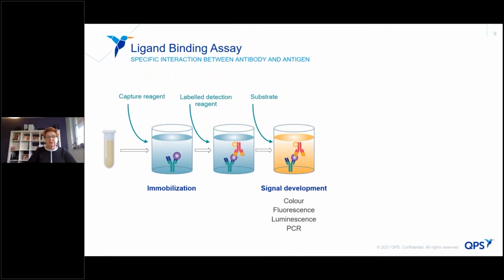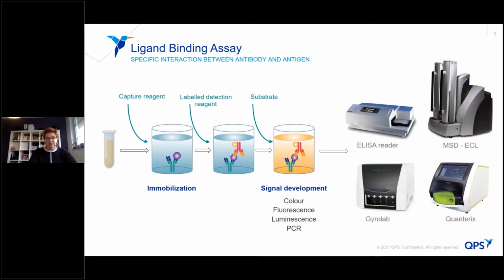Then a suitable labeled detection reagent, which can either be a labeled drug or a conjugate that is specific for the antibody of the intended species, is added. And then a suitable substrate is added that can cause a colorimetric readout, a fluorescent signal, or a luminescent signal, which can then be measured by suitable equipment.